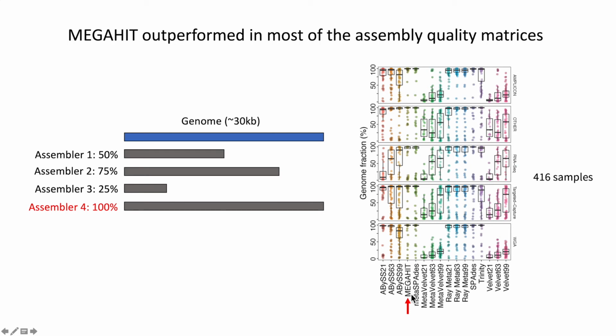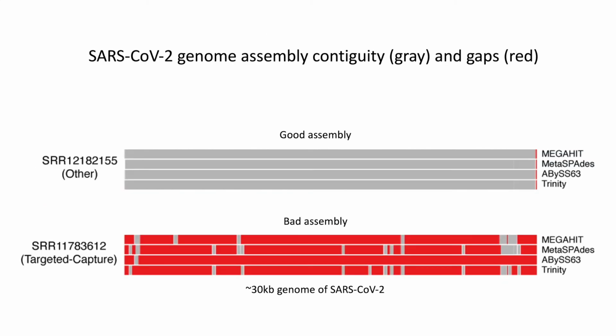Here I highlighted MEGAHIT in red. We observed that not only for genome fraction but also for other quality metrics, most of the time MEGAHIT is performing better for this Illumina paired-end sequencing data to assemble the coronavirus genome. We have also looked at the standard quality metrics that are used to evaluate the assembly quality. For the sake of time, I will not show all of my data, but we are submitting our paper at the end of this month, hopefully. But I will show another analysis we have done.